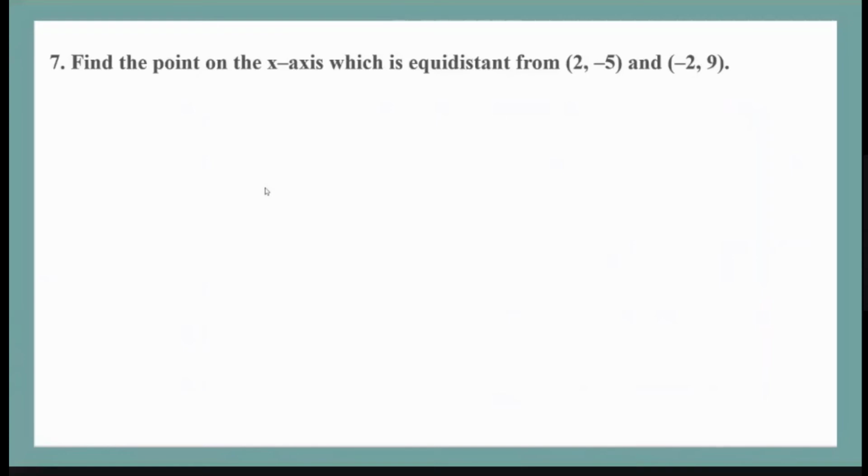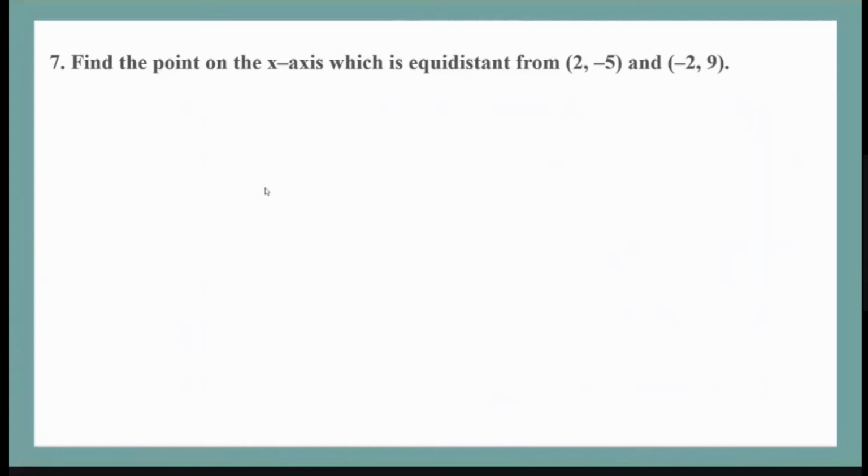Seventh is an important question. Find out the point on the x-axis which is equidistant from the given points. If you remember the solved example we had done, the point on the y-axis is given by (0, y), because a y-axis point always has the abscissa 0. Similarly, an x-axis point always has the ordinate 0. Hence, the general point on the x-axis comes out to be (x, 0).